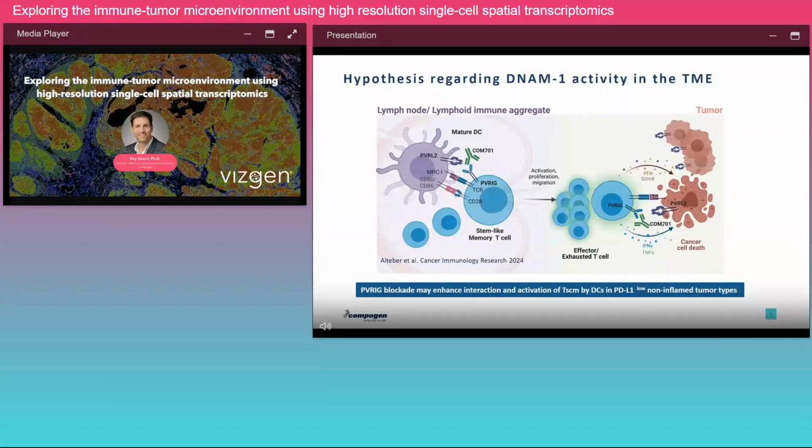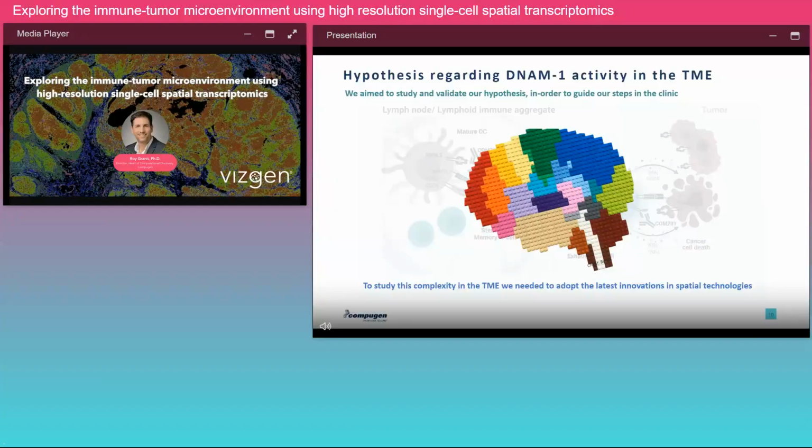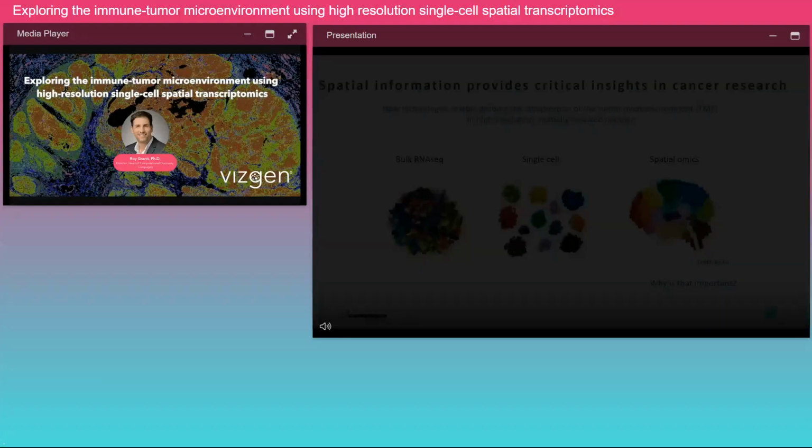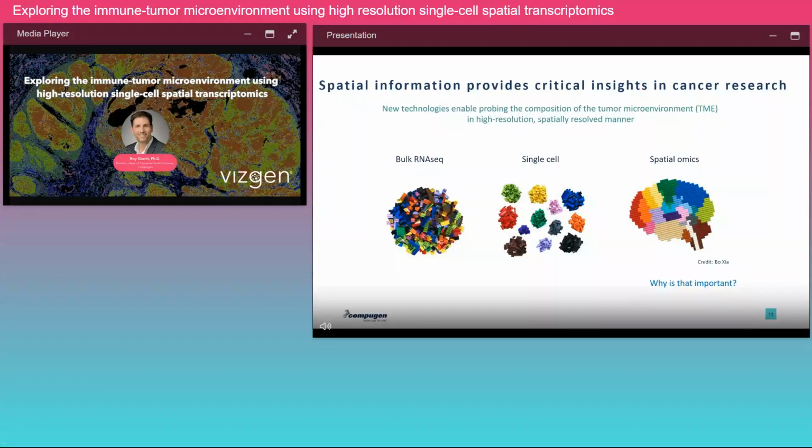So we developed this hypothesis based on a lot of experimentation and a lot of data that we've collected. And because we wanted to further establish this and to validate our hypothesis in order to guide the next steps in our clinical studies, we needed to adopt the latest innovations in spatial technologies in order to accomplish this task, which is not very simple. But luckily, the technologies have changed and developed over the years.